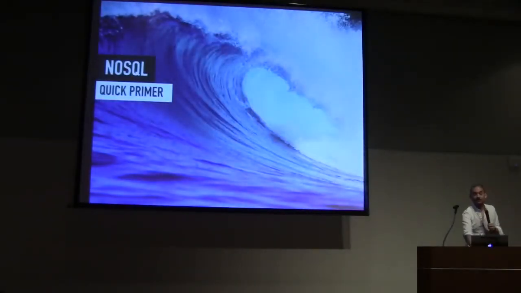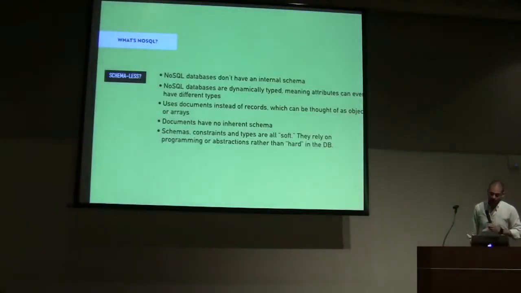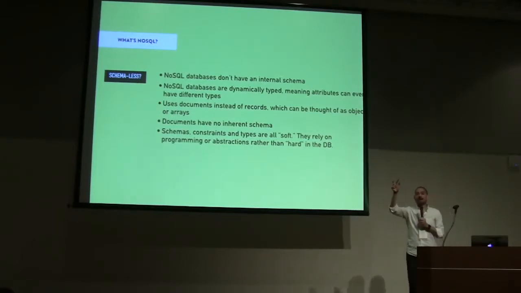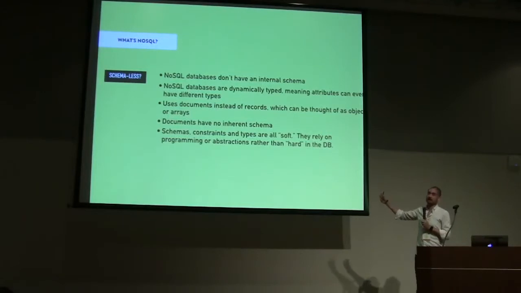Okay, so let's go into kind of the fun stuff. What is NoSQL? Is it really schemaless? Maybe. NoSQL databases don't have an internal schema. NoSQL databases are dynamically typed, meaning attributes can even have different types. Meaning within documents, in a SQL database, everything in the column for, let's say, amount might be an integer.